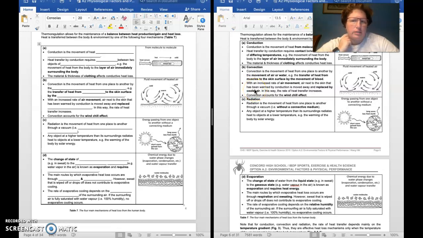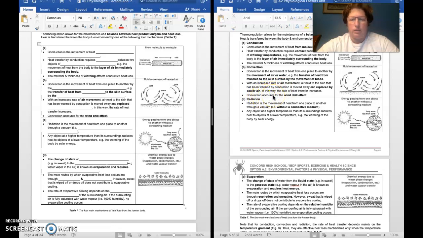Convection is the movement of heat from one place to another by the movement of air or water. So this is where we transfer heat from muscles to the skin surface by the movement of blood. As blood moves, it moves heat from an area of warm to an area of cold. Right? So with increased air movement, the warm air is replaced by the cool air.